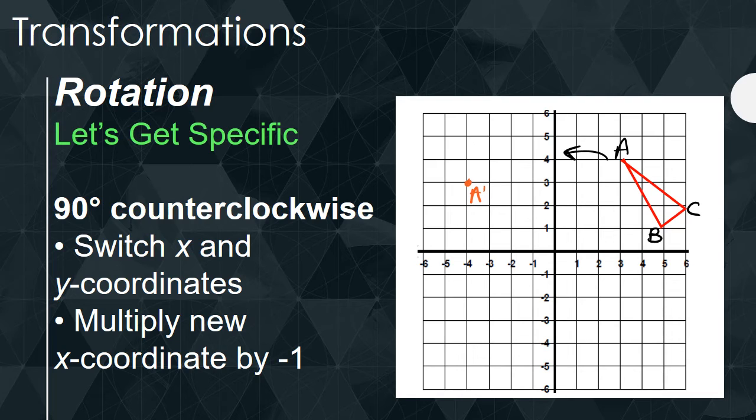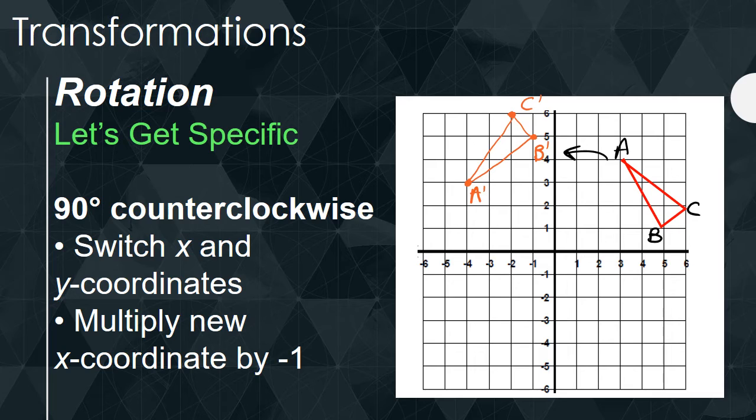Let's do B prime now. B is 5, 1, so B prime is -1, +5. We plot that point, label it B prime, and let's go to C prime. C prime is -2, so we go to the left 2, and we're going to go up 6 and label that C prime. And we can go ahead and draw in our triangle.